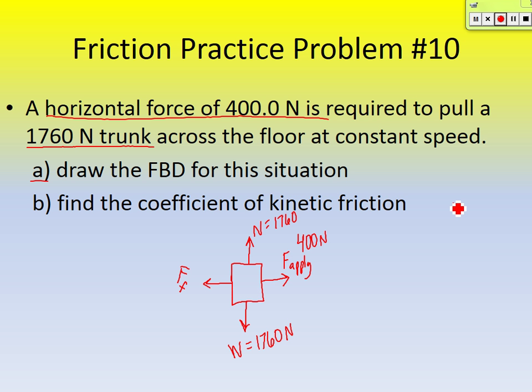It's actually not a constant speed, so there's no net force. Perfect. Cole's got it. So he says they're pulling this trunk across the floor at constant speed. If they're at constant speed, is there a net force? No. So if there's 400 newtons to the right, there's got to be 400 newtons to the left. So we know the force of friction is 400 newtons.